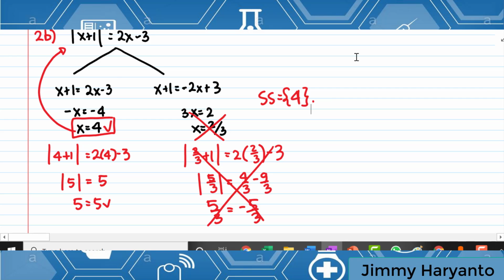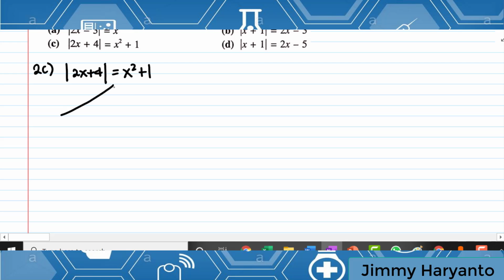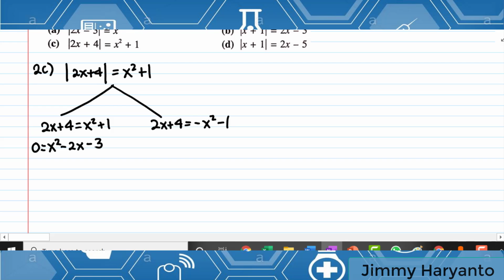That is for 2b. And then for 2c, we have absolute value of 2x plus 4. For this one it involves quadratics, so maybe later you have to factorize. Okay, let's separate them into 2. We'll have 2x plus 4 equals x squared plus 1, and for this one I will have 2x plus 4 equals negative x squared minus 1. And then we have to make it into quadratic equations. Move to the right side: 0 equals x squared minus 2x minus 3, and for this one move to the left side: x squared plus 2x plus 5 equals 0.